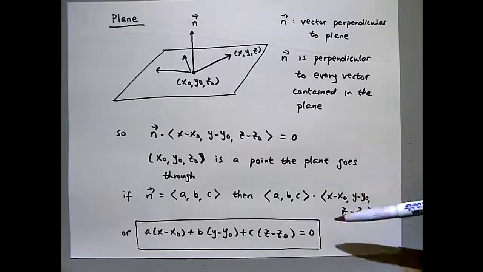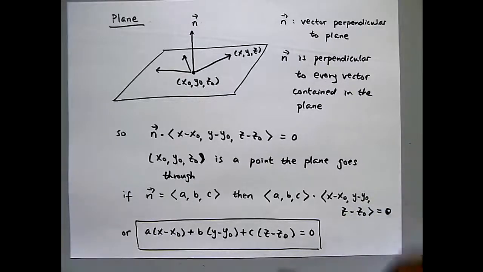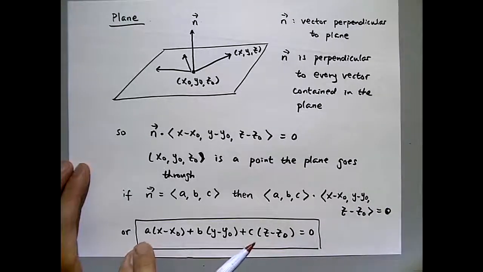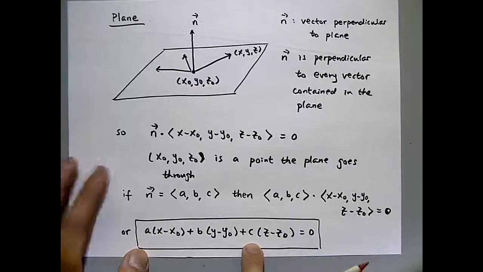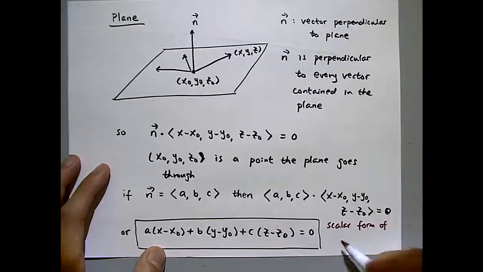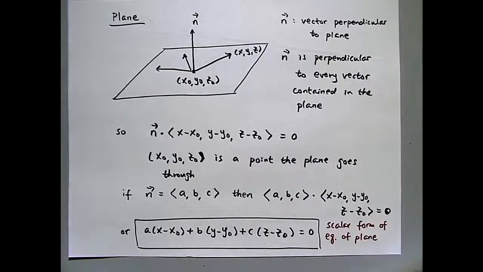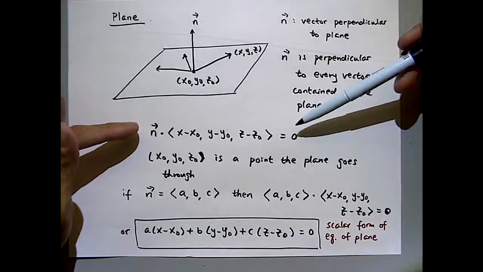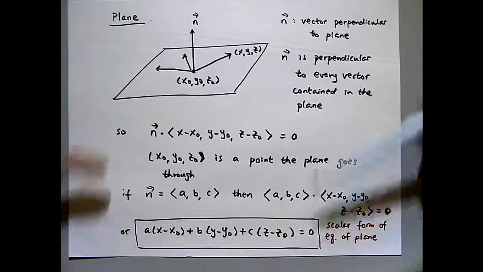And what I got in a box right here, this is the equation of that plane that contains this one point and has a vector that's perpendicular to the plane defined by the direction numbers a, b, and c. This is called a scalar form of the equation of that plane. This right here is the vector form, often not as useful as the scalar form.